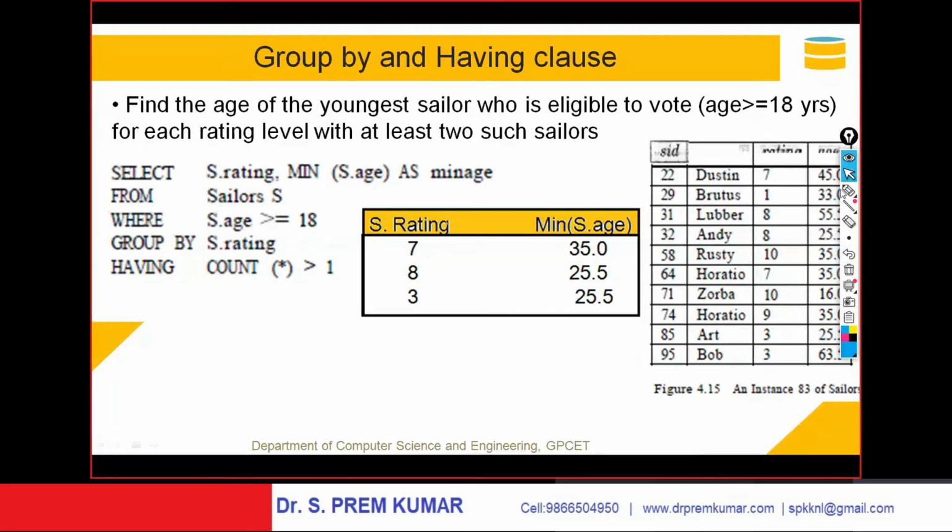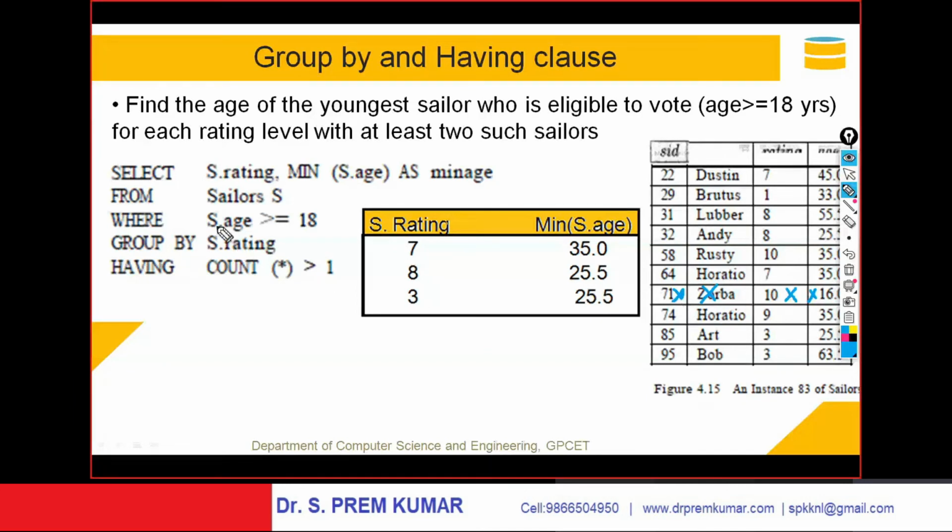So, only those sailors whose age is greater than 18 are considered. This sailor Jorba is 16 years old, so this row is not considered. Why is this row not considered? I am specifying where age should be greater than 18. He is only 16 years and this row is not considered.